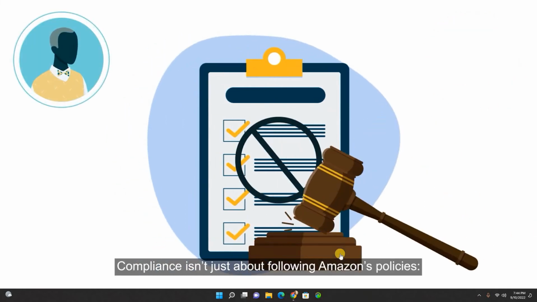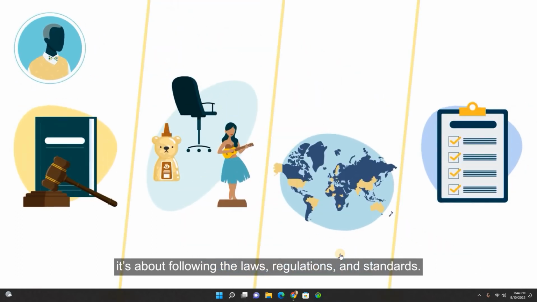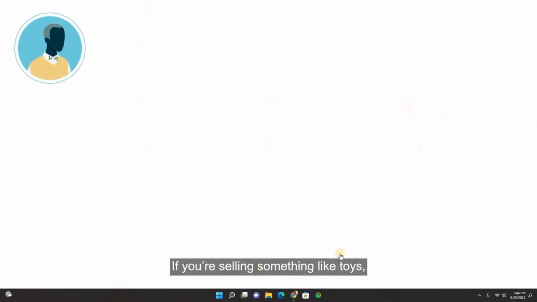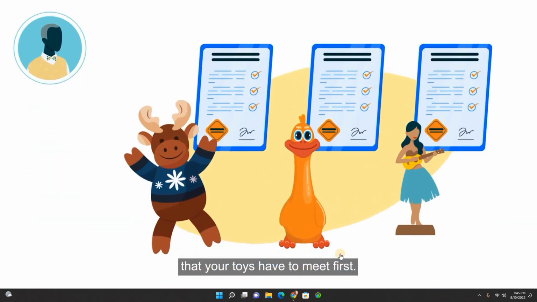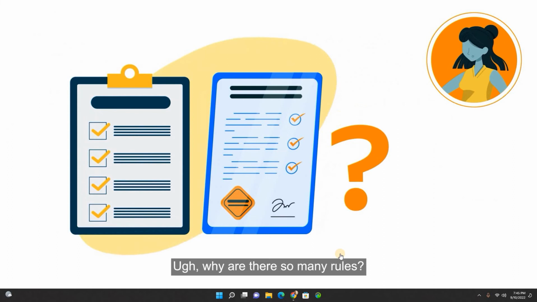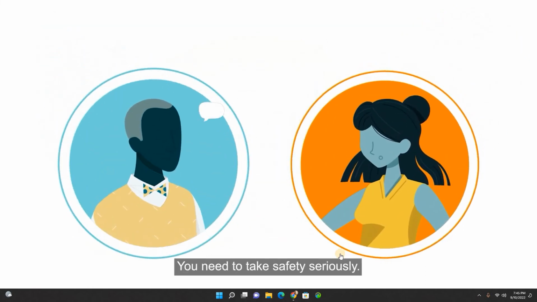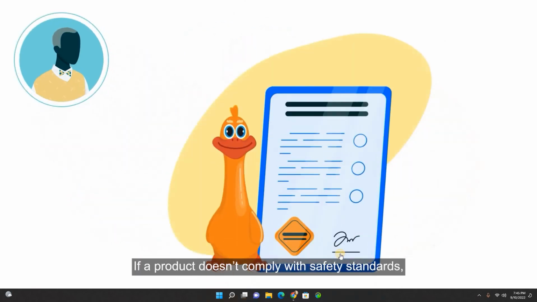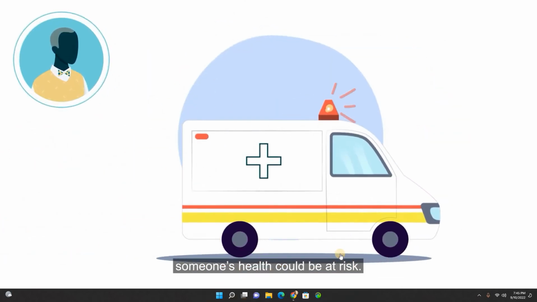Compliance isn't just about following Amazon's policies. It's about following the laws, regulations, and standards. If you're selling something like toys, there are different safety standards that your toys have to meet first. Ugh, why are there so many rules? Do I have to do this? You need to take safety seriously. If a product doesn't comply with safety standards, someone's health could be at risk.